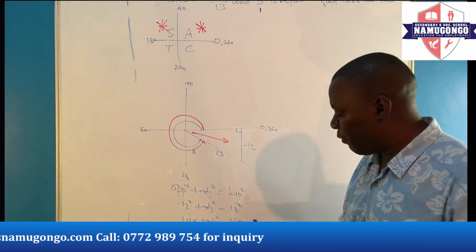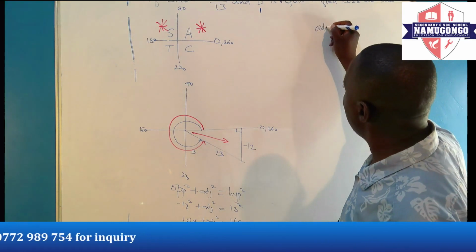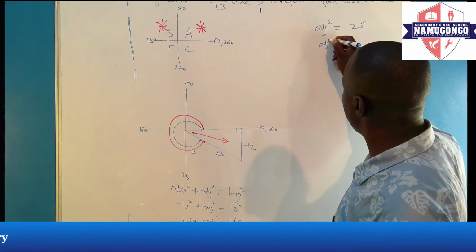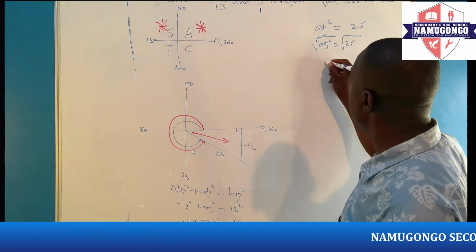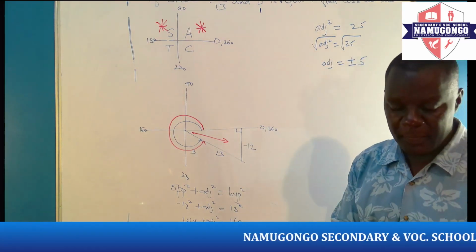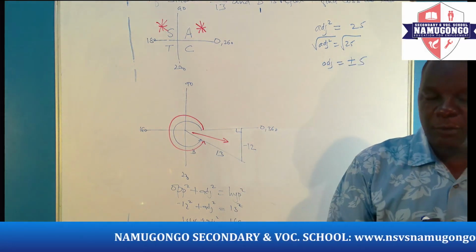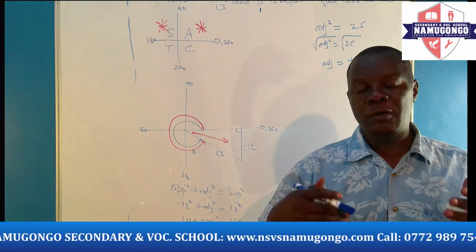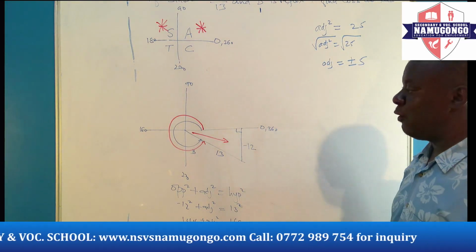Now, when a positive crosses the equal sign, it becomes a negative. You get your adjacent squared as 25. You take the root this side, you take the root that side. Our adjacent becomes plus or minus 5. Still you say plus or minus when you are working for the adjacent or the opposite.